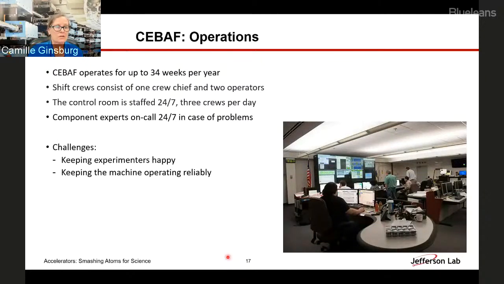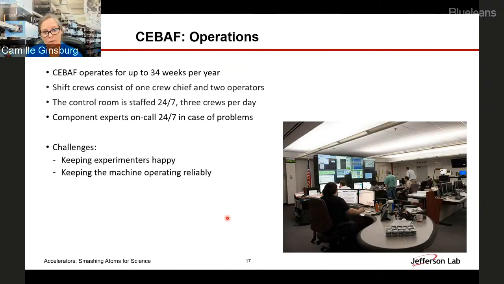So operations doesn't happen by itself. The machine operates up to 34 weeks per year, and the shift crews contain one crew chief and two operators typically. Control room is staffed 24/7 with 3 crews per day, and we have component experts on call 24/7 in case there are any problems. The main challenges are keeping our experimenters happy and keeping the machine operating reliably, which go hand in hand.